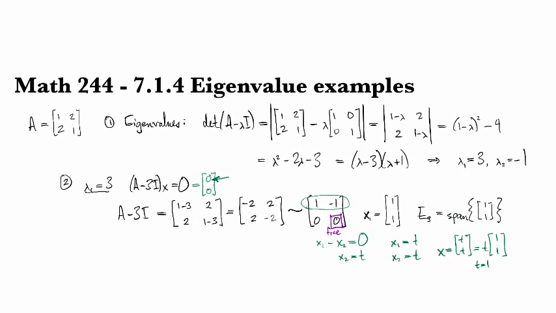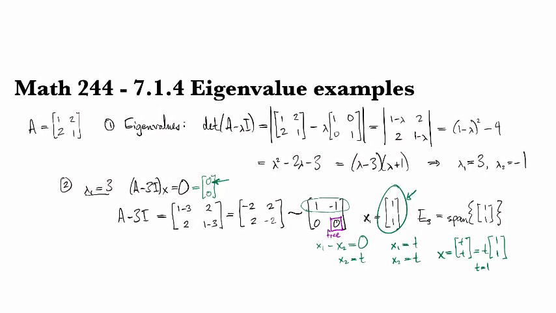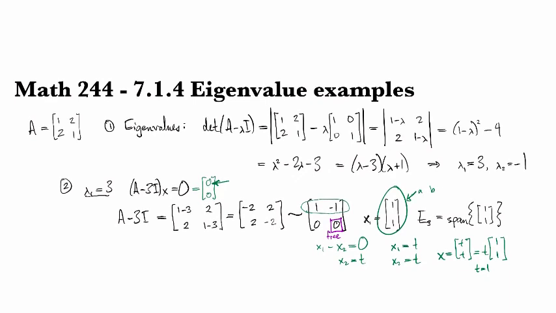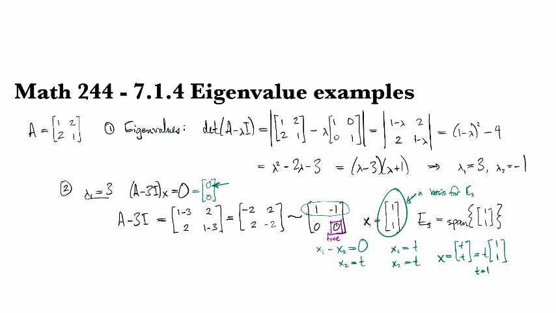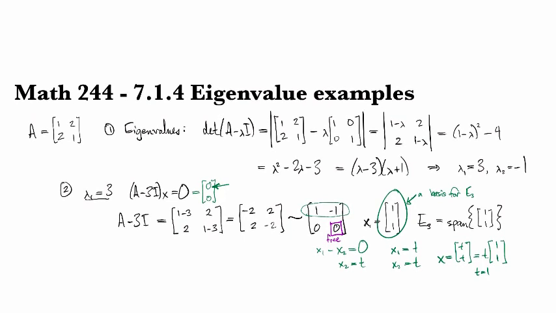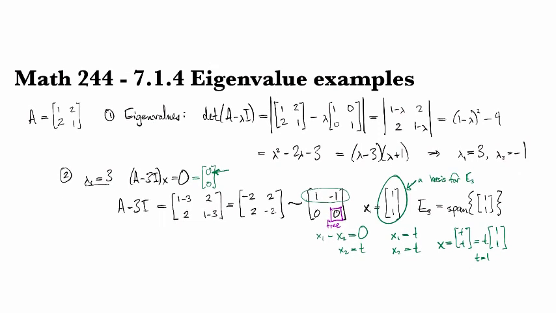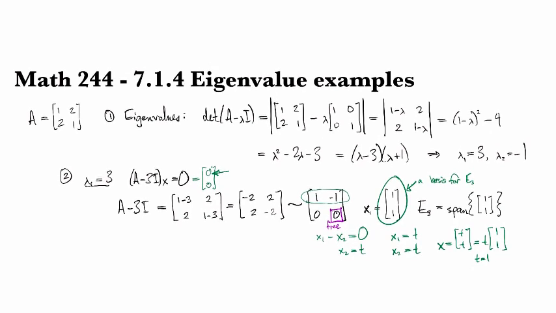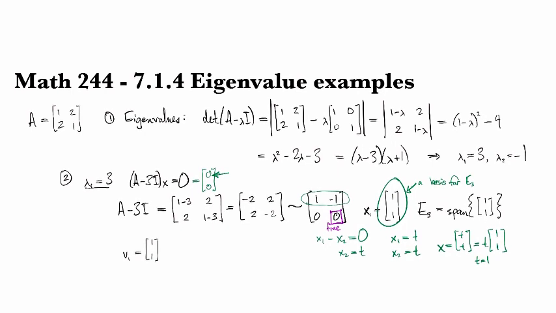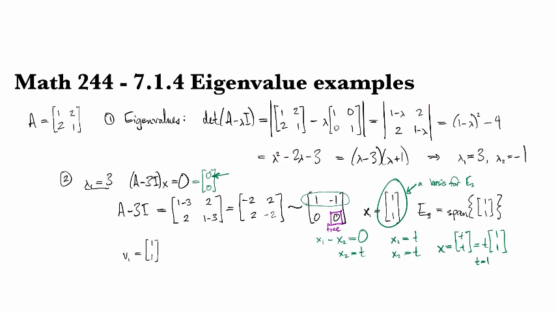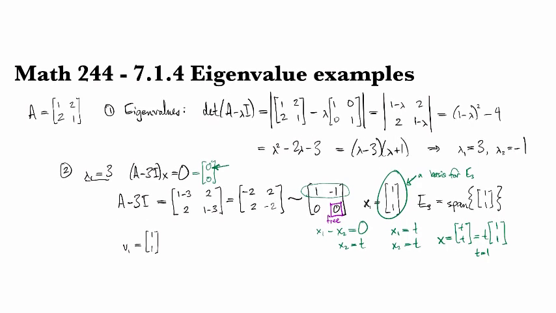And so what I've actually found here is my vector, this one by itself, forms a basis for the eigenspace. Okay, and so that's how I come up with (1, 1) as my eigenvector. Maybe I'll call it v for eigenvector. And then that's just for the first eigenvector.